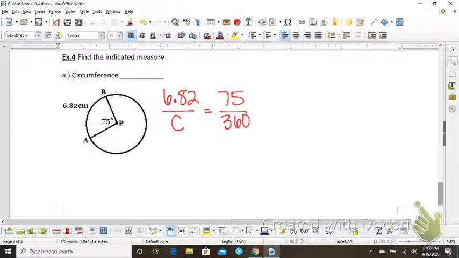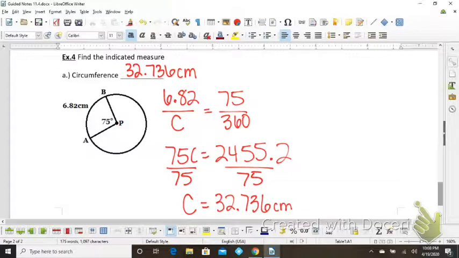From here, you should be able to solve this just fine on your own. You've got a proportion, you need to cross multiply and solve. So if you want, you can go ahead and pause the video to do that calculation real quick. All right, so I showed my cross multiplying and then dividing by 75 to get capital C, the circumference alone. And I got 32.736 centimeters.